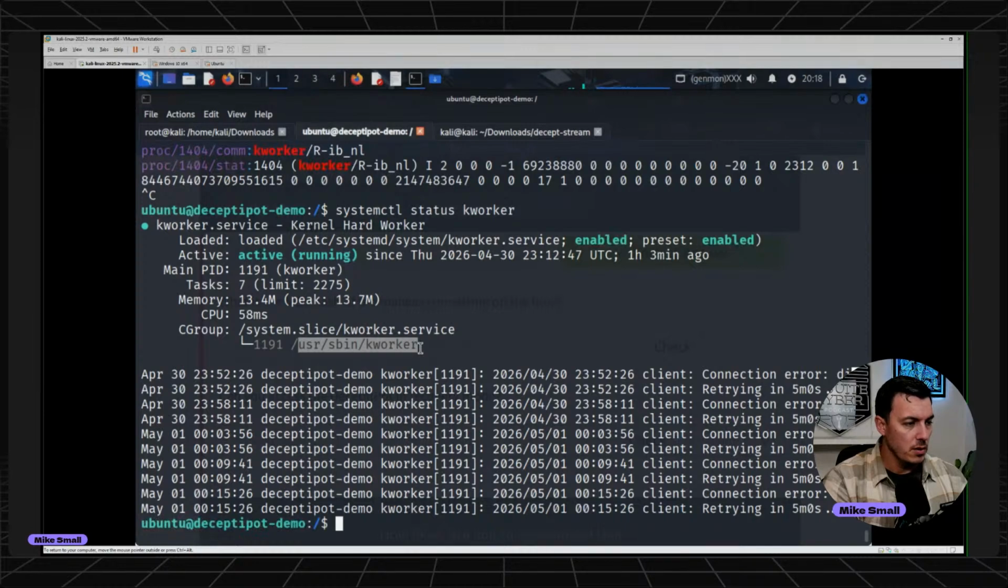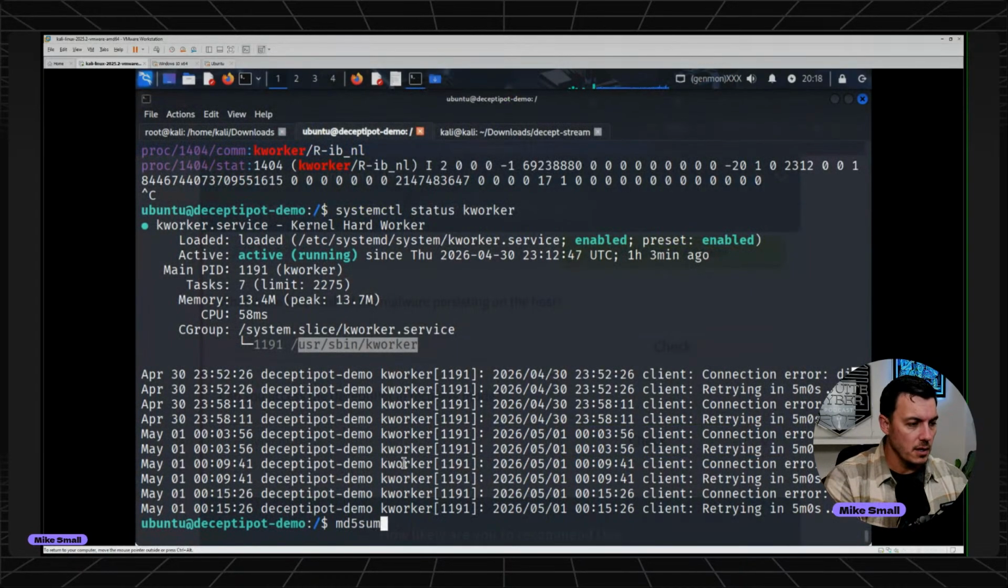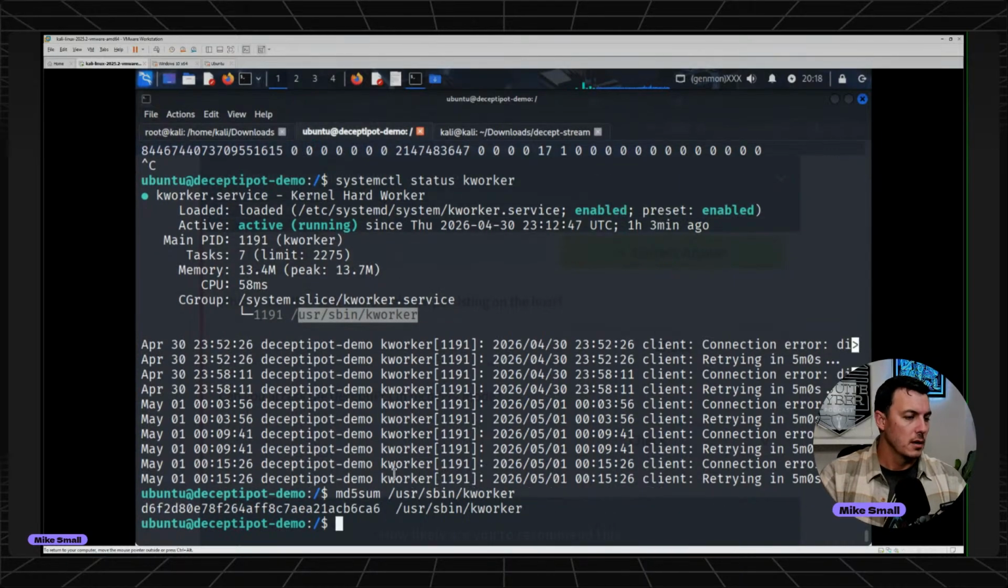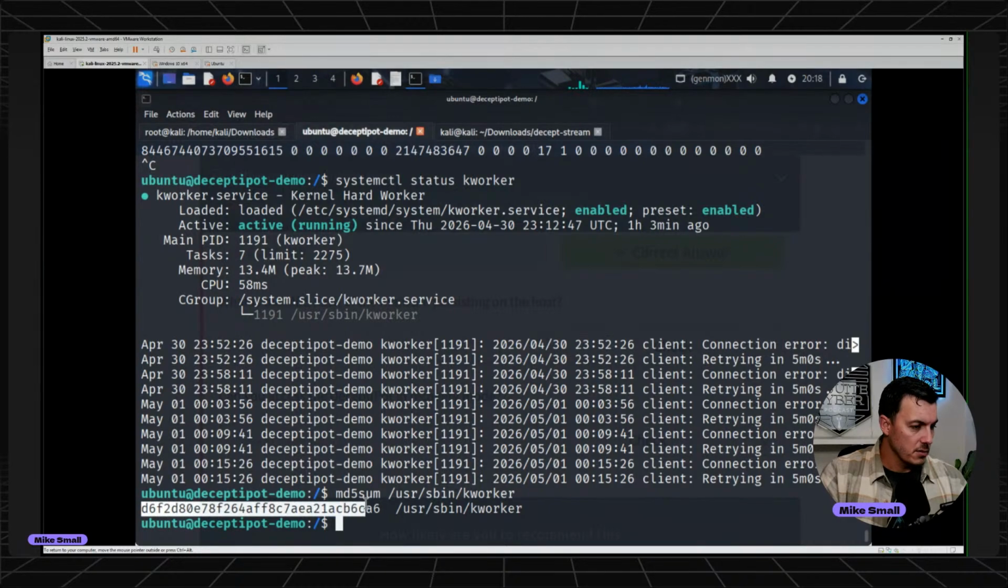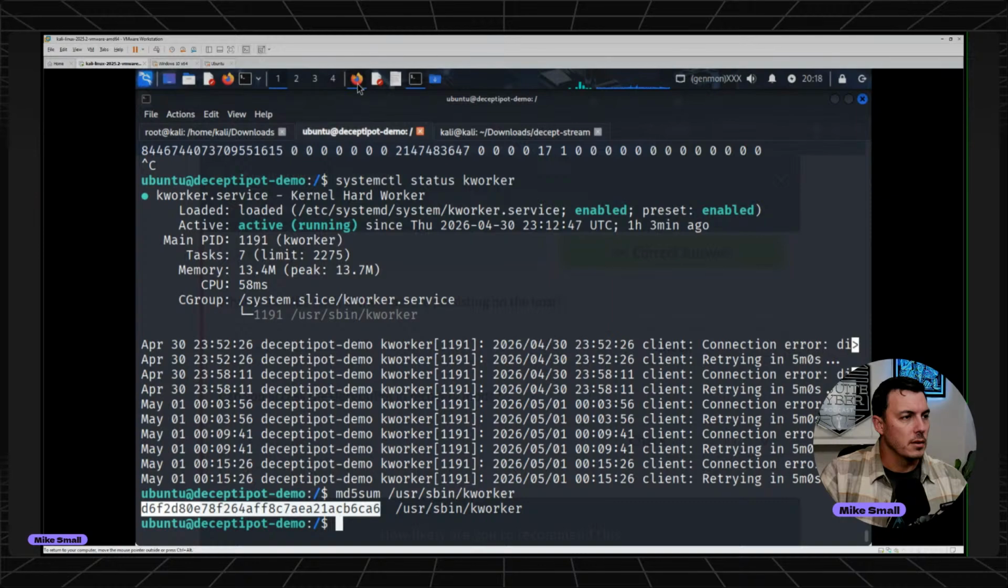So we'll say MD5. I think it's MD5, or is it SHA? MD5, okay. md5sum /usr/sbin/kworker. And now we have our hash. How about that? All right, and then we just drop it over here.